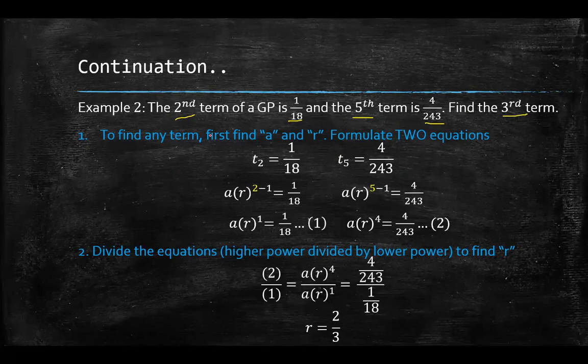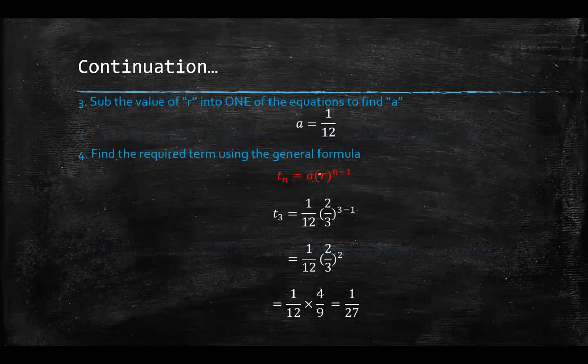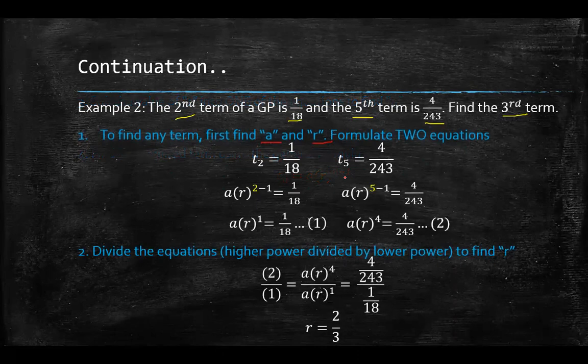Of course, just like the AP, where you needed to identify A and D before doing anything, for the GP you need to know A and you need to know R. Why? Because if you're using this formula, you need to know your A and your R in order to find whatever term, right? So I make two equations just like before. If you see a question structured like this, you have to make two equations and solve simultaneously. So the second term, T2, is equal to 1 on 18, and T5 is equal to 4 on 243.